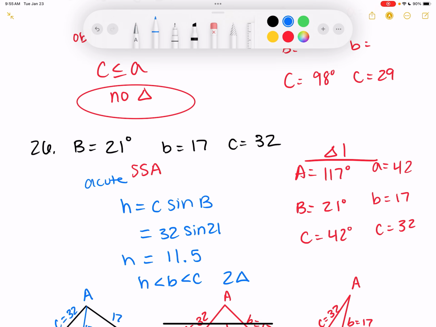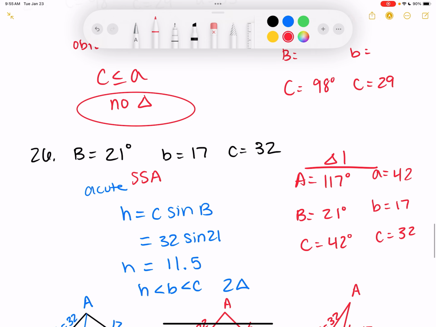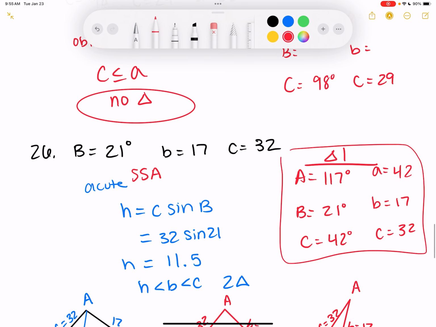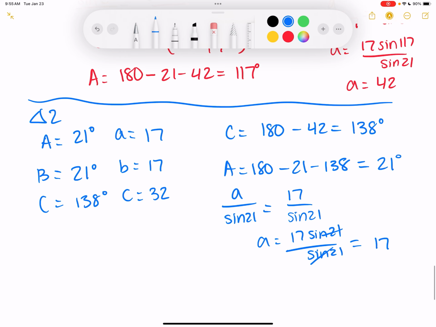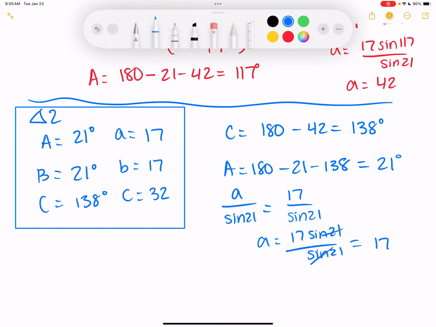So triangle 1 solutions up here, triangle 2 down here. Any questions about that one? Those are the hardest ones, just because there's more work involved. Obviously, they're not too bad.